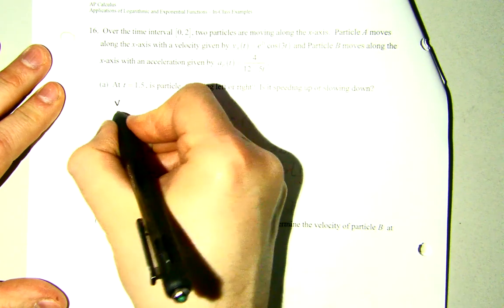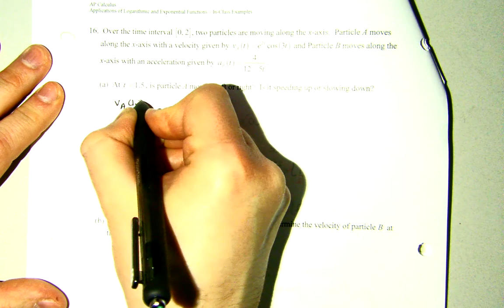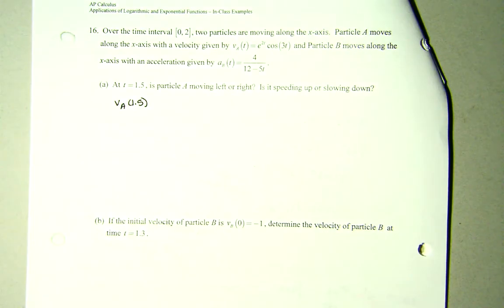I want to find the velocity of particle A at time 1.5. By the way, it's calculus, so what does that tell you about your calculator? Radians. Not physics. Radians. Be in radian mode. And let's go find the velocity at time 1.5.